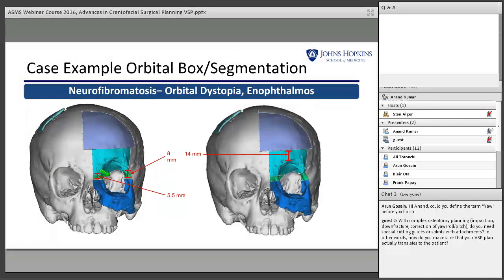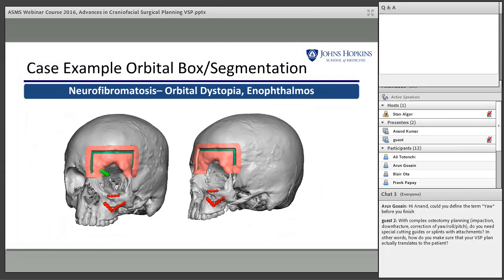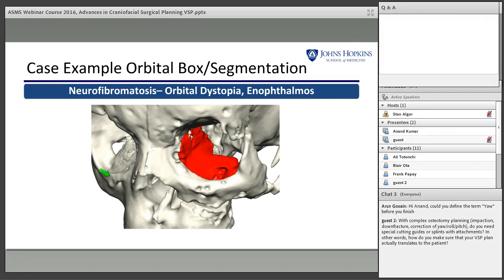And then you can tell exactly how much the upper aspect of the FOA needs to come down as well as the orbit coming up. Right? Cutting guides can be helpful. I find these marginal. I'm pretty good at dead reckoning these, but they can be helpful. Here's sort of what this looks like on the enophthalmic or intraorbital side. And this is a really interesting thing.